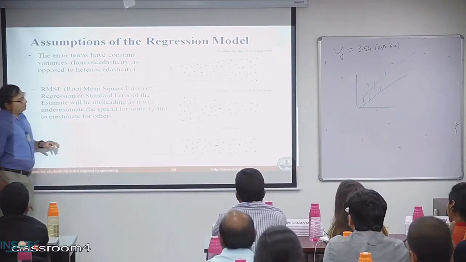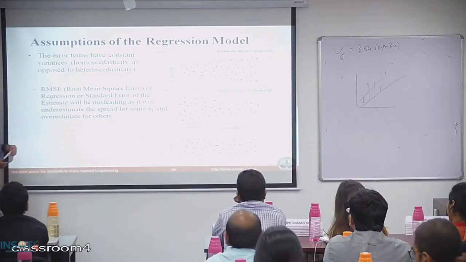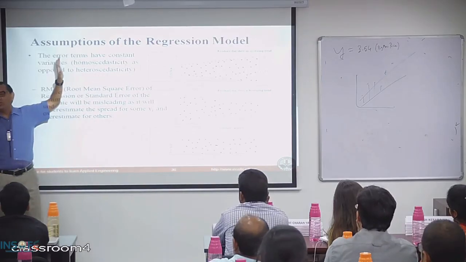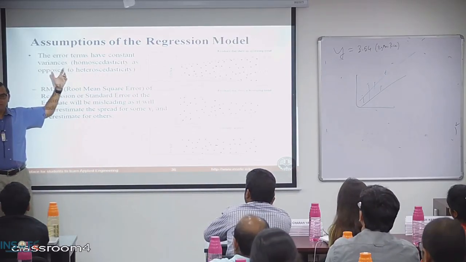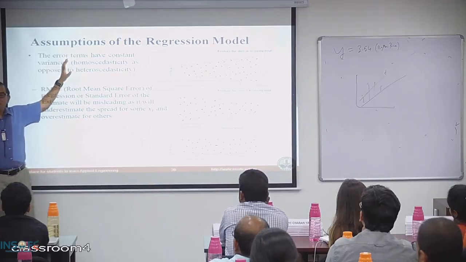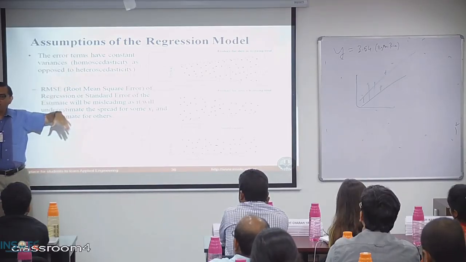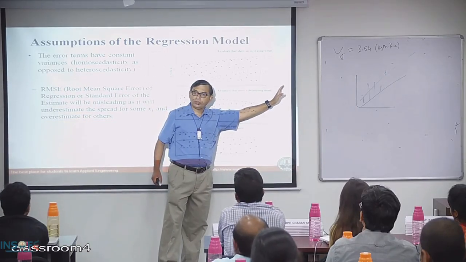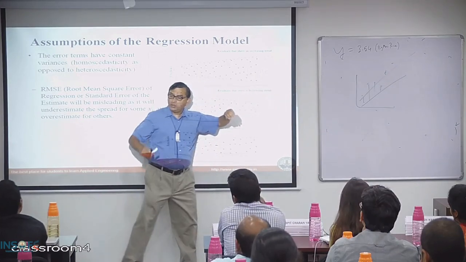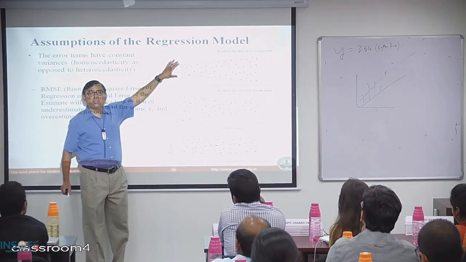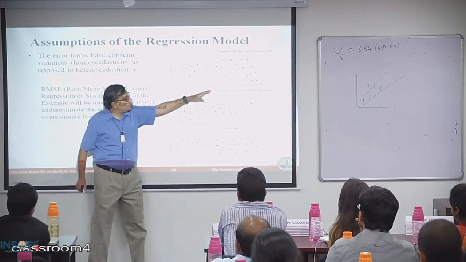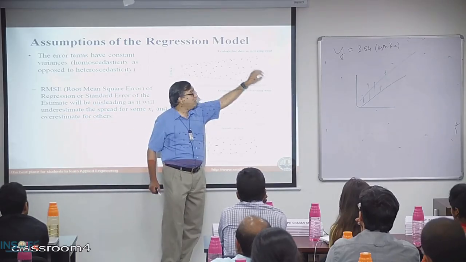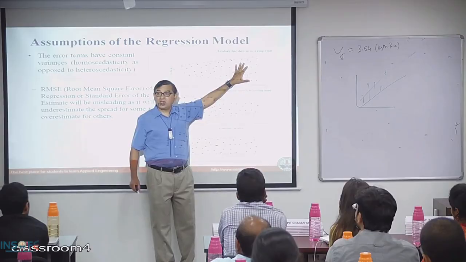Another explicit assumption we make is homoscedasticity. What does that term mean? It means that the variance, the spread of the error terms, should be uniform for all values in your range. Look at this graph. If your residual looks like this, then it means for smaller values, the errors are small. For larger values of your variable, errors are large. This you call a heteroscedastic residual.